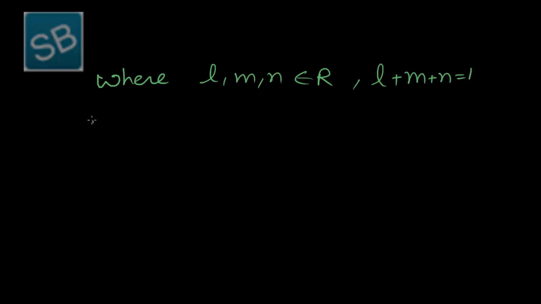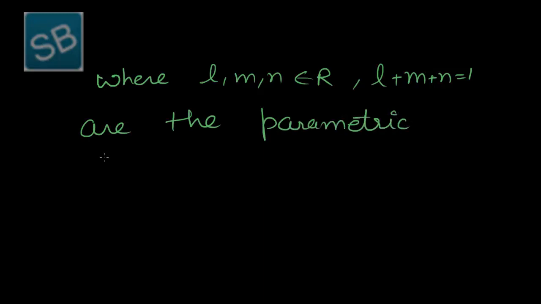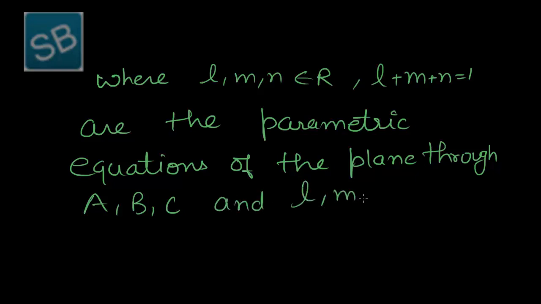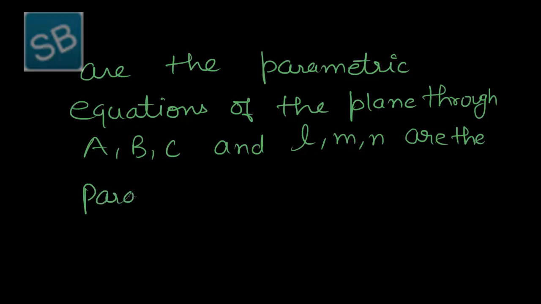where l, m, n belong to real numbers with the property l plus m plus n is equal to 1. These are the parametric equations of the plane through A, B and C, and l, m, n are the parameters. So these were the case of parametric equation of a plane.